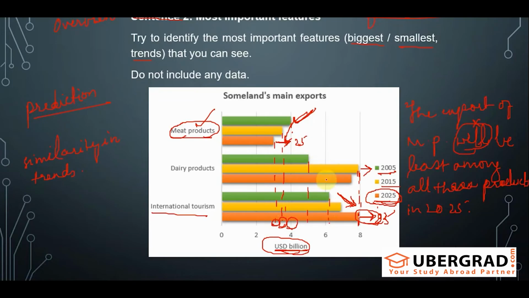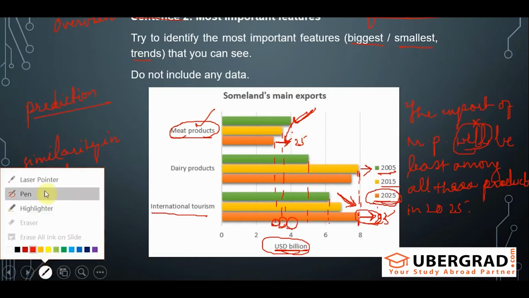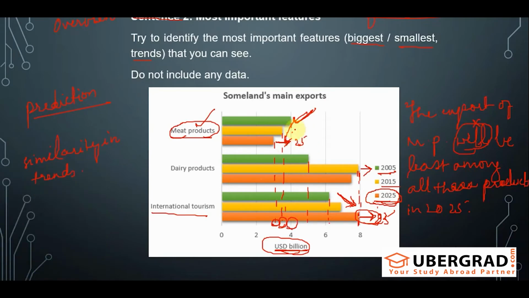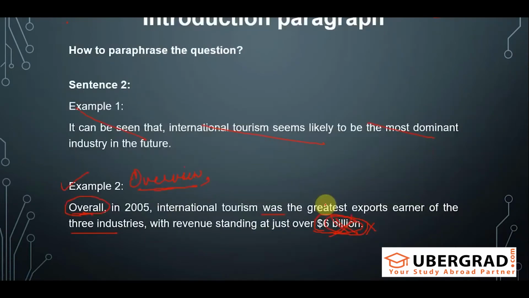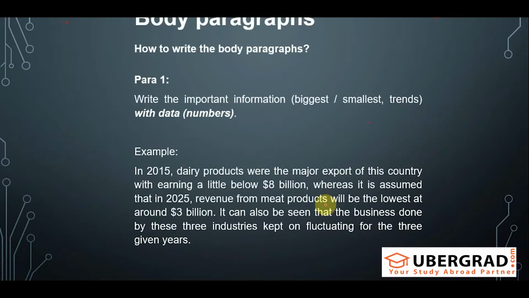Getting it? So there are 2 ways in which you can do that. You can compare the same product in the 3 different years, or you can compare 3 different products in 3 different years. So you can segregate in terms of 3 paragraphs. In one paragraph you can compare for 2 years. In the third paragraph you can compare for 2005 and 15 of each of these products in one paragraph. For the year 2025 for each of them you can compare in the second body paragraph. You can organize this way.